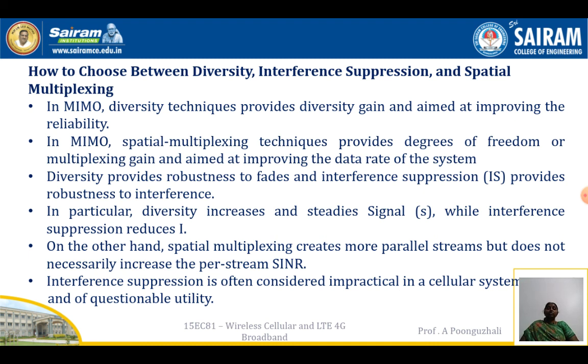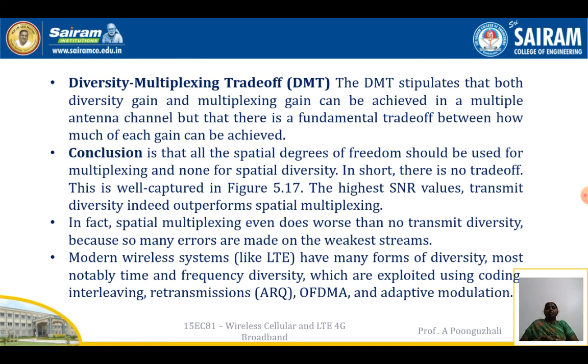Next is interference suppression. Interference suppression is impractical in a cellular system, and it is a question there. Next is the diversity multiplexing trade-off. It stipulates that both diversity gain and multiplexing gain can be achieved in a multiple antenna channel, but there is a fundamental trade-off between how much of each gain can be achieved. So we say there is a trade-off between diversity gain and multiplexing gain. From this we can conclude that all the spatial degrees of freedom should be used for multiplexing and none for spatial diversity. So here there is going to be no trade-off.